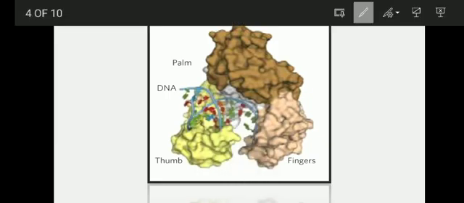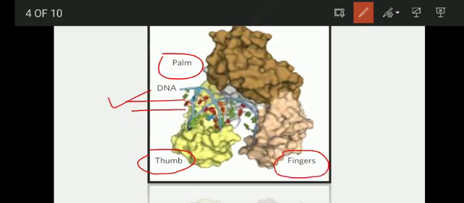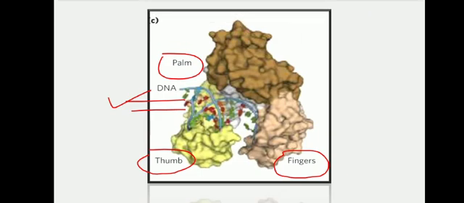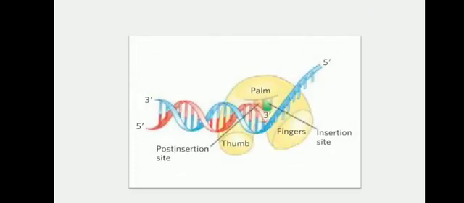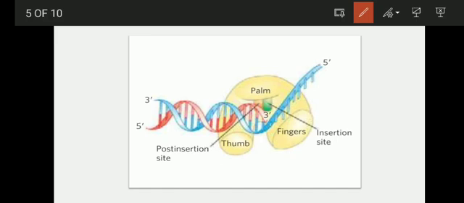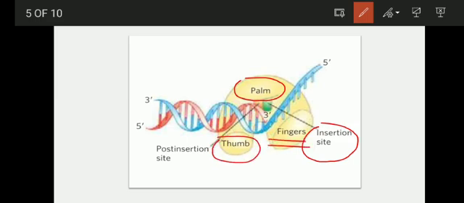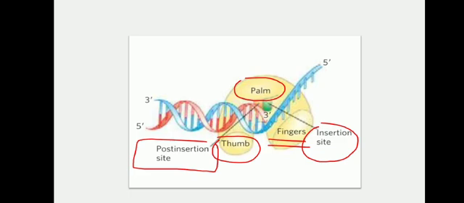Now, moving forward, we know that the structure of the DNA polymerase contains the palm region, the thumb region, and the fingers. Here, this is the DNA that gets bound to the thumb region. Now we can see in this image the DNA and the insertion site. This is the palm region, this is the thumb region, these are the fingers, and this is the post insertion site.